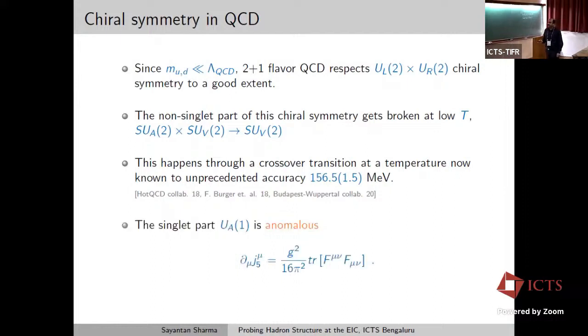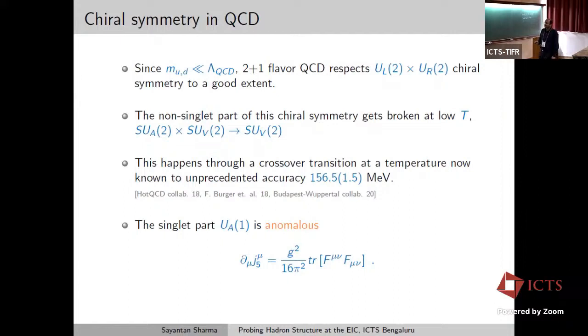Now, the UA1 part of it is anomalous. The vector part is of course conserved, and we observe it in nature. But the UA1 part is anomalous, and we know this from the famous relation that the divergence of the chiral current, J mu 5, is related to the trace of, sorry, this 2 is missing here, the F F dual, or the color E dot B correlator.